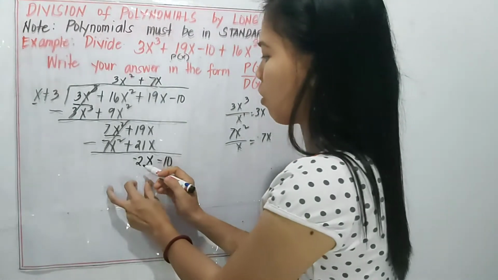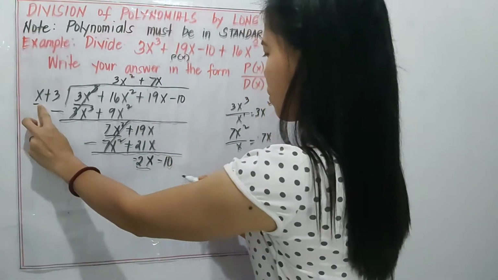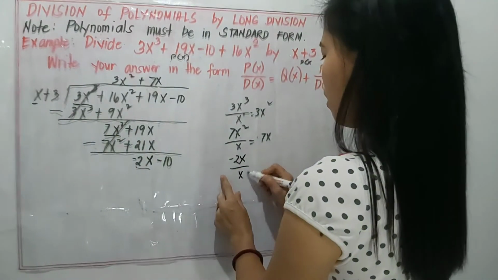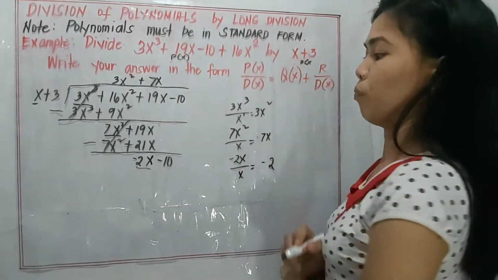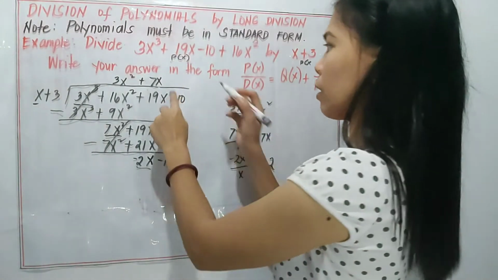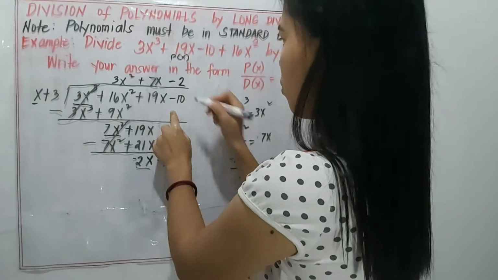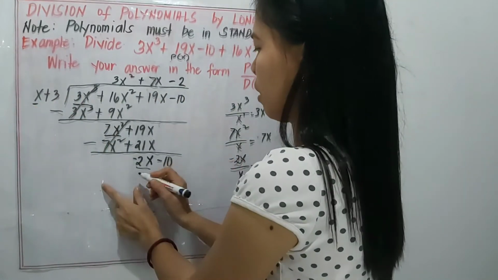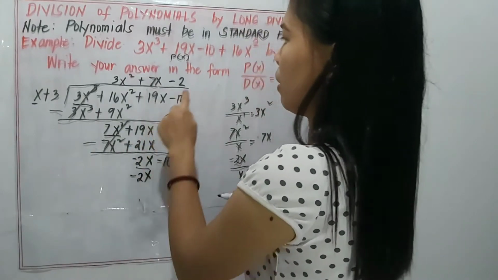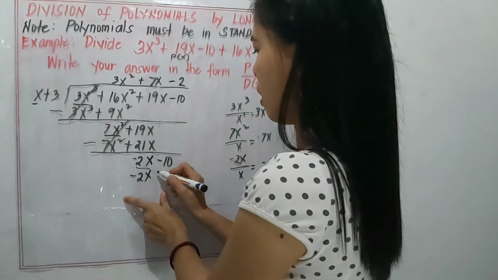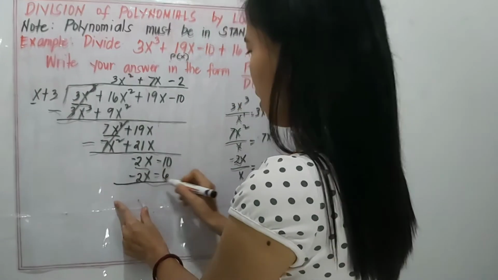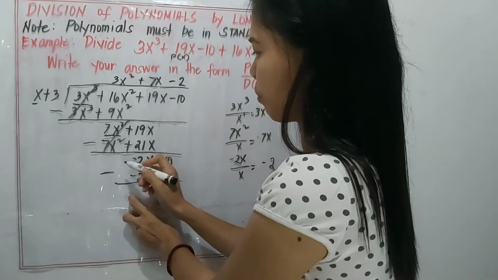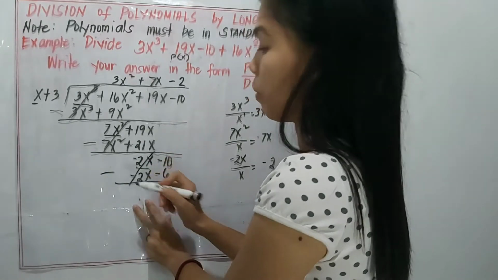And then, meron tayo ulit first term against the first term here. So, negative 2x divided by x will give you negative 2. Okay, so itong negative 2, constant na siya, katapat na siya ng constant, minus 10. Multiply it sa dalawa: negative 2 times x, negative 2x. Negative 2 times 3 is negative 6. And then, let us subtract once again. So, cancel this out. Negative 2x minus negative 2x would be 0.